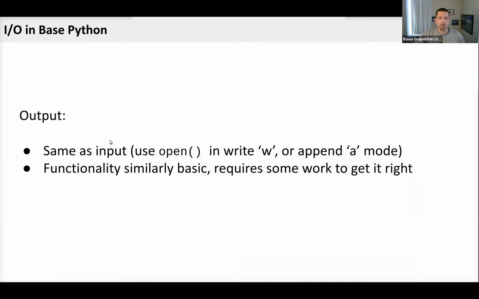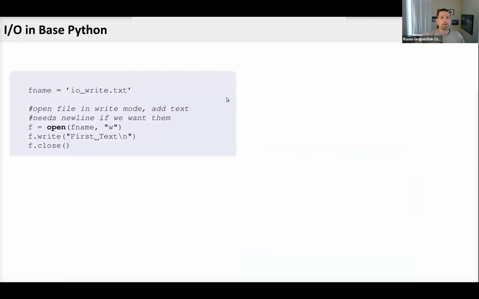For output, we can use the same function as input. We can use open in write mode or in append mode. The functionality is pretty basic again. It requires a little bit of work to get it right. So here's an example. Let's just open iowrite.text. We open it now in write mode, so with W here, and we write the first text \n and we close it.